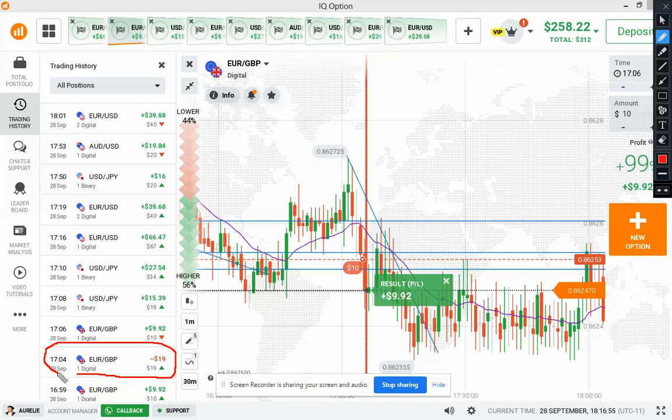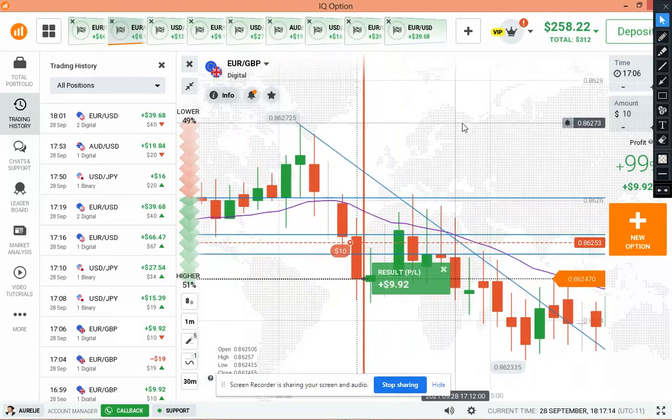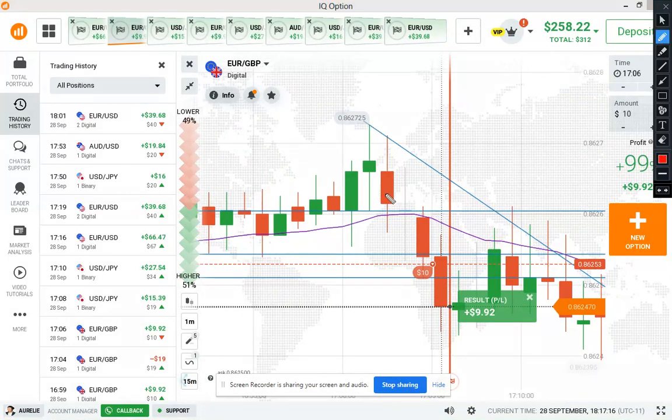I lost this trade because the market on Euro GBP is not good. I lost it because of late entry. That was this trade. This is why I lost this trade. Okay, let me zoom in so that you see it very well. This is why I lost the trade.